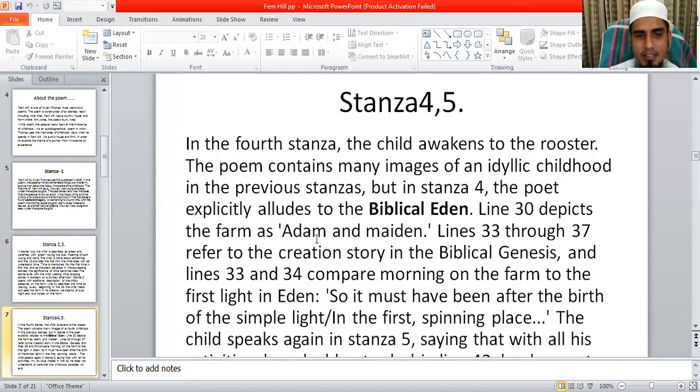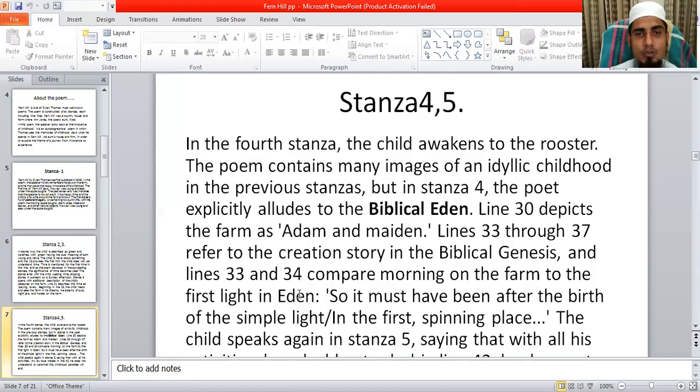So line 30 depicts the farm as Adam and maiden. Lines 33 through 37 refer to the creation story in the biblical Genesis, the Book of Genesis. Lines 33 and 34 compare morning on the farm to the first light in Eden.